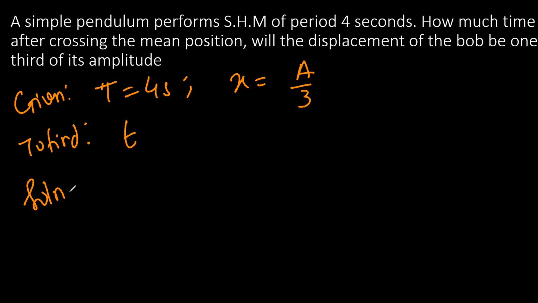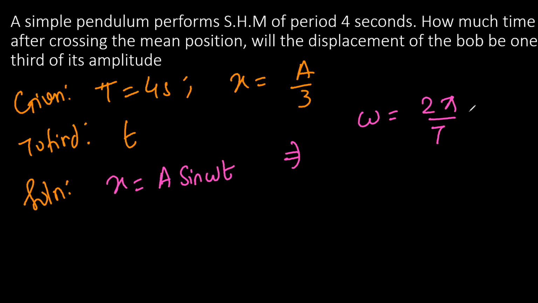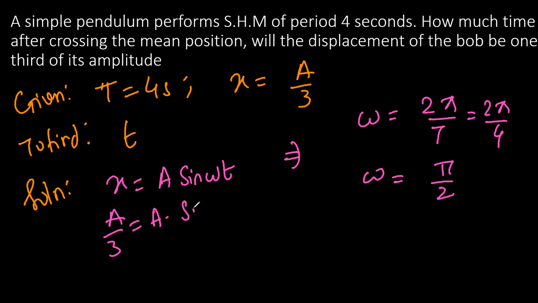So how to find the solution? We need to find the small t. See, x is equal to a sin omega t. X is known, and omega we can find from the time period. So let's solve. See how to find omega. It's 2 pi by T. It's 2 pi by 4. That is pi by 2. That is omega. So x is a by 3, and a sin omega t, where omega is pi by 2. So let's solve this.